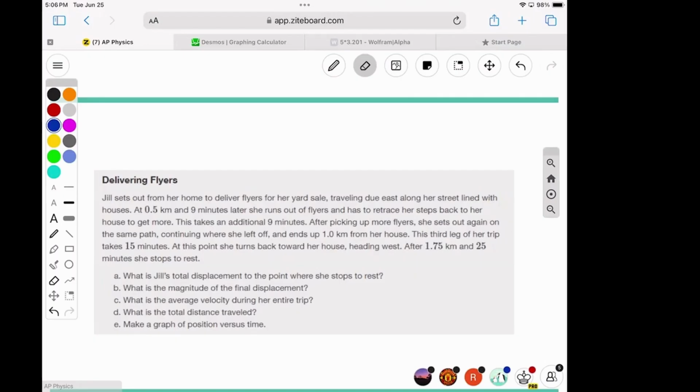Okay, all right. Now, first question. What is Jill's total displacement to the point where she stops to rest? So she stops to rest at the very end, right? So what is the total displacement in this long-winded traveling?